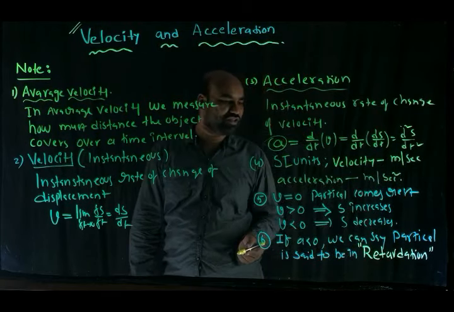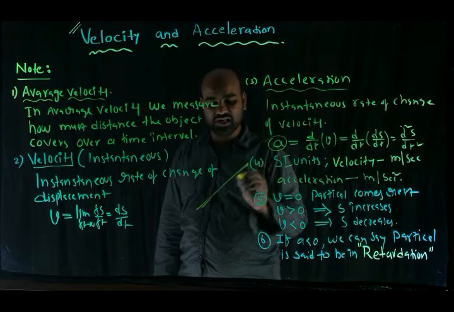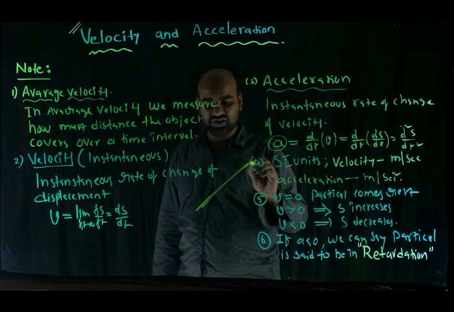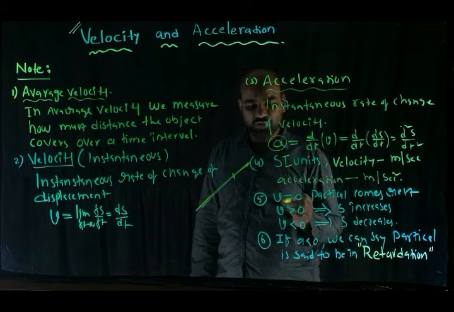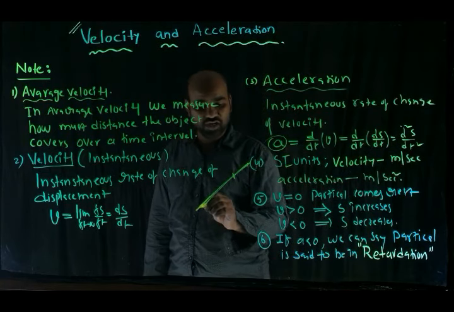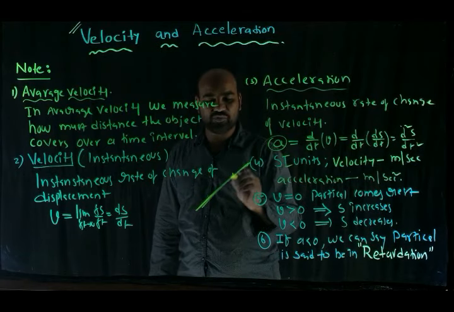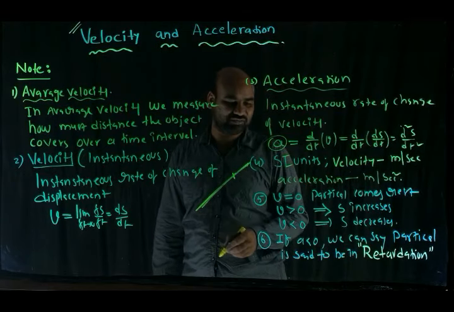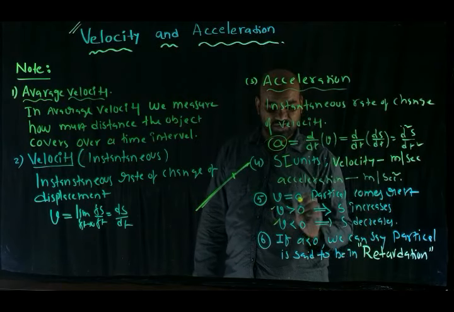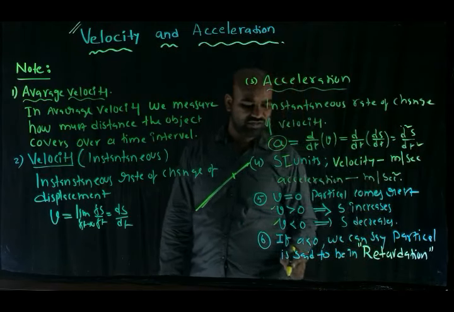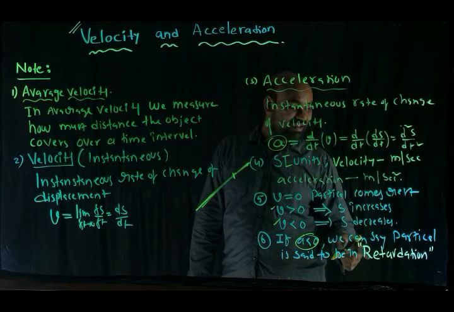So v equal to 0, we can say the particle comes to rest, because the particle is moving on a straight line. v equal to 0 means the particle comes to rest. One important note: the particle is moving on a straight line and it won't change its direction. So first of all, it should come to rest, and only then can it change its direction. If v is greater than 0, we can say s is increasing. If v is less than 0, we can say s is decreasing. If v is less than 0, the particle is said to be in retardation.